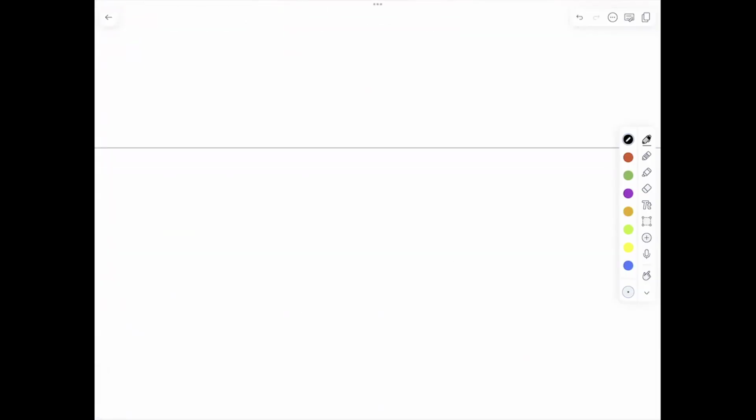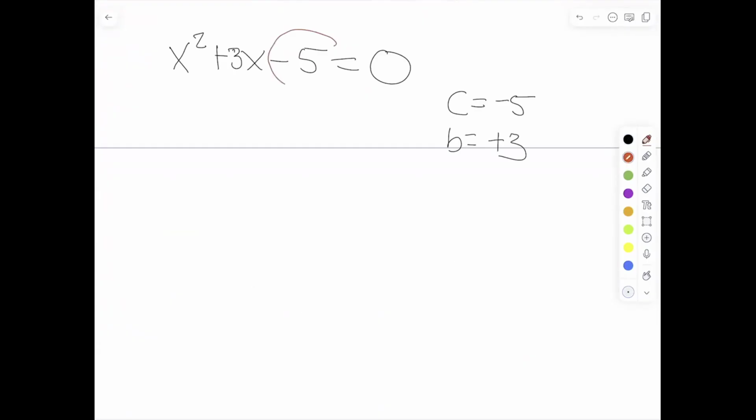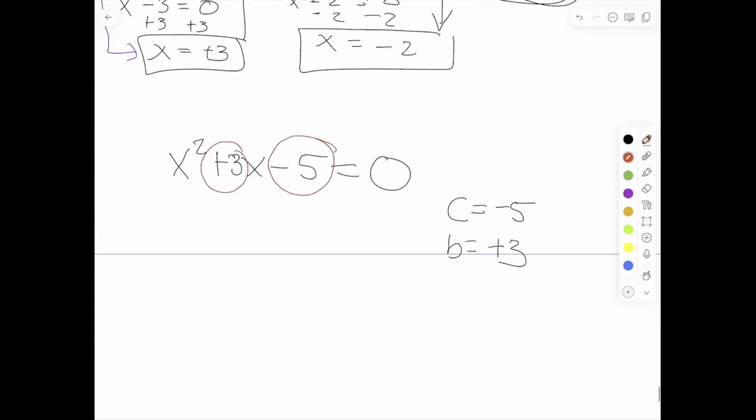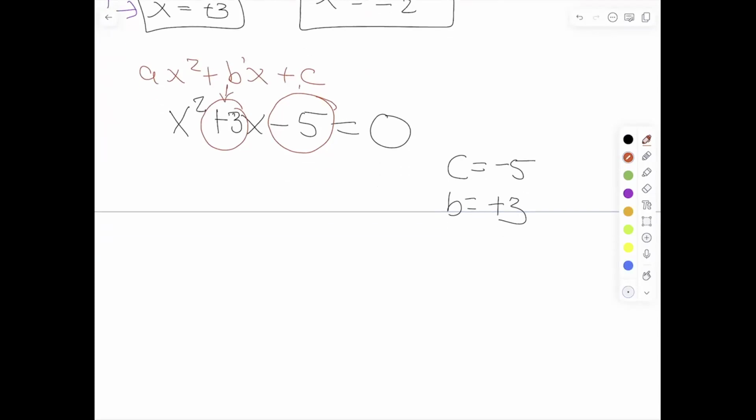So the question is x squared plus 3x minus 5 is equal to 0. Can I factor this? Well, I don't know. Let's see. C is equal to -5. B is equal to +3. Everyone knows how we got that, right? Yeah. Good. Right? So look down. That's good.